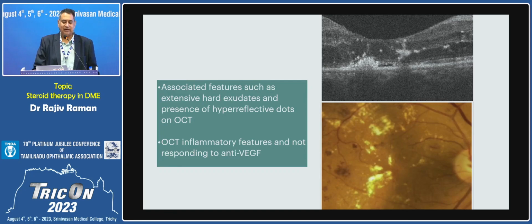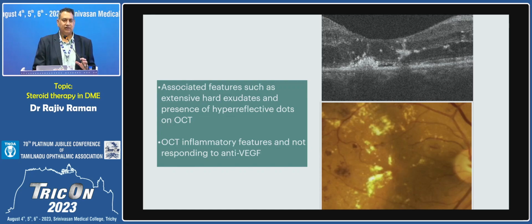Associated features like extensive hard exudates, the plaque of hard exudates, if they are there, though it's not like anti-VEGFs don't work, but they need many more injections as compared to steroids. We should be cautious that even if the edema reduces, the visual improvement may not be great because these hard exudate plaques tend to have RPE atrophy.